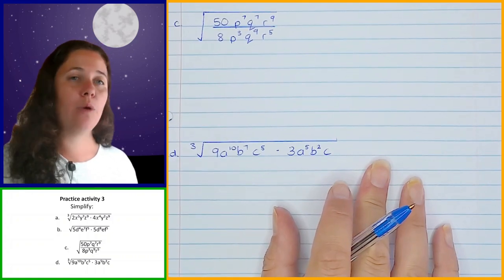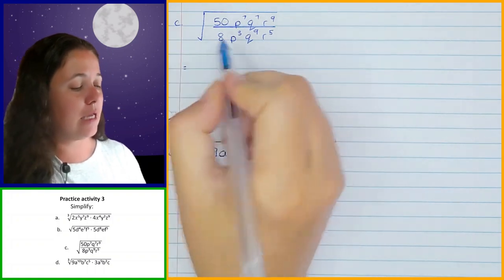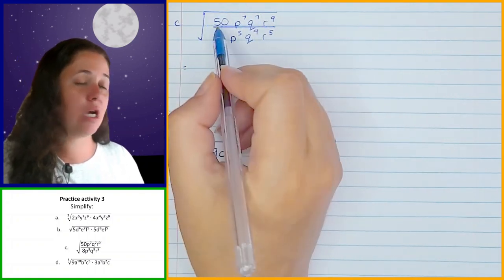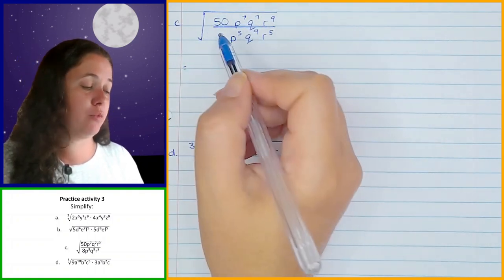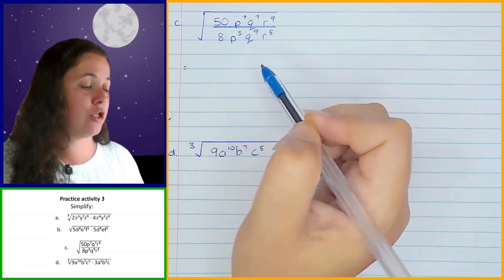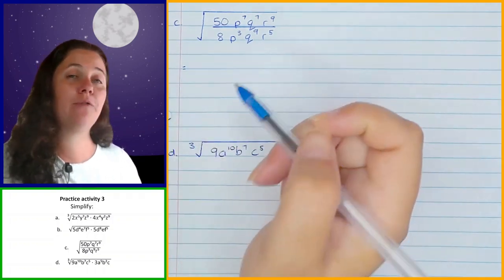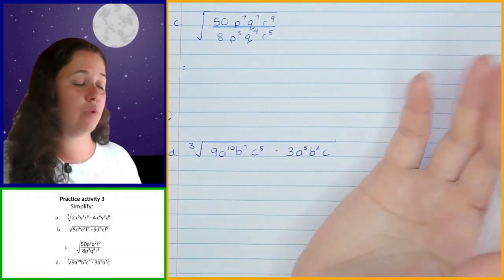This one, we have got a fraction to worry about over here. So again, I'm trying to find the square root. I can't find the square root of 50 because it's not a perfect square. The same thing with 8. And I've got odd exponents over here, which I can't divide by 2. So what I'm going to do is simplify this fraction as far as I can and see what I can do then.